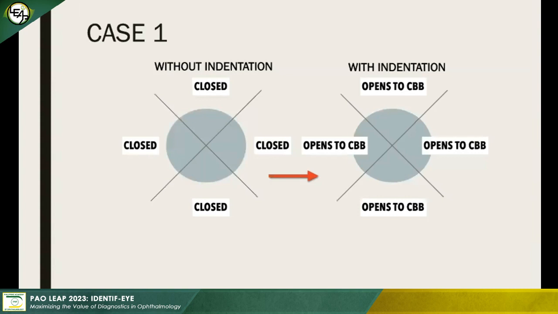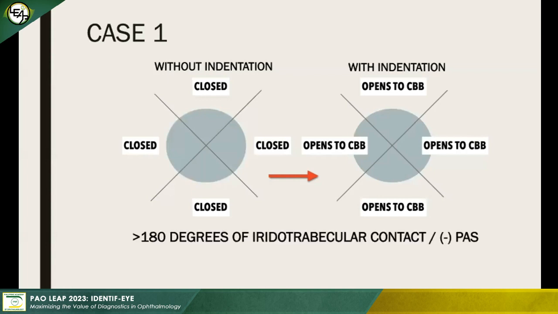It's always important to record your gonioscopic findings, before and after indentation. So without indentation, it's closed on all quadrants. With indentation, you have to describe, or you can also note down with as much detail as you want, how open that angle is. So it's open, but how open? So you can also write CBB. So in this patient, because it's closed initially, there is iridotrabecular contact because once you indent, it's open. There's no synechia. So it's more than 180 degrees of iridotrabecular contact.